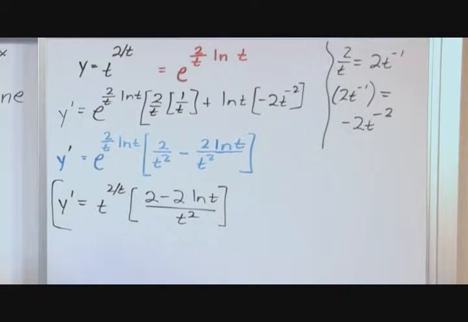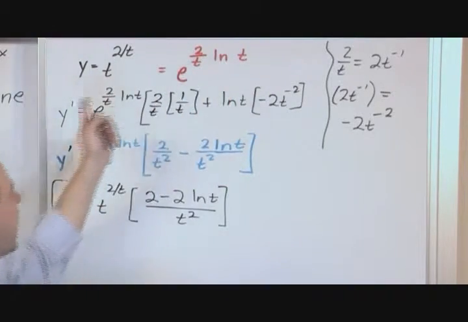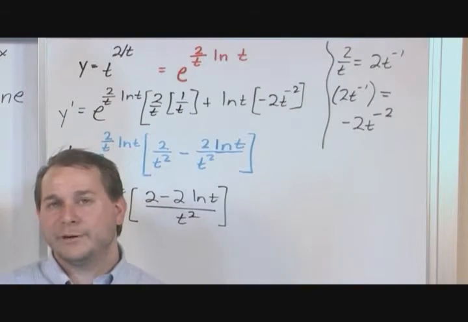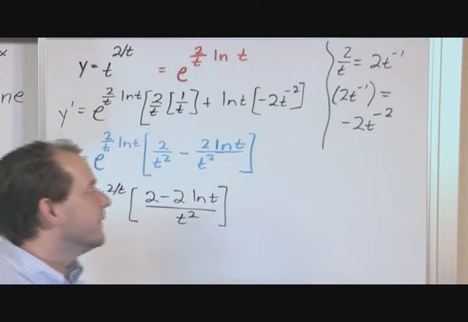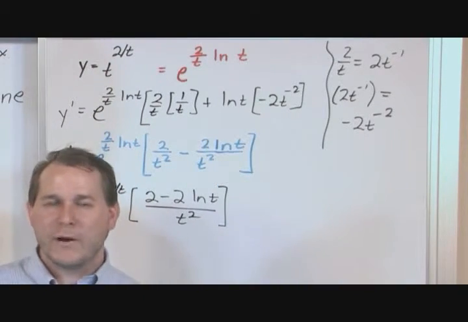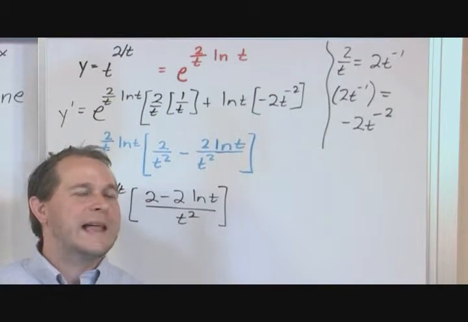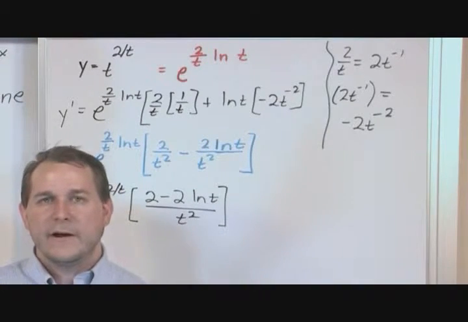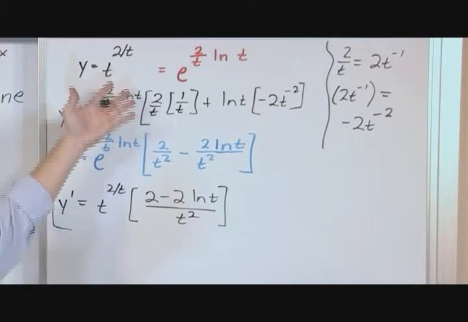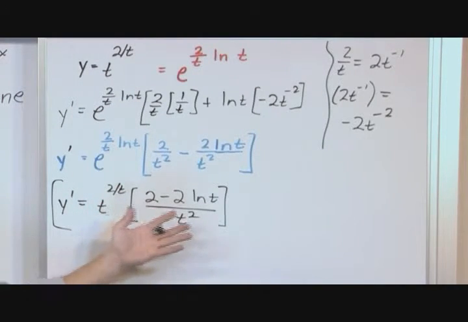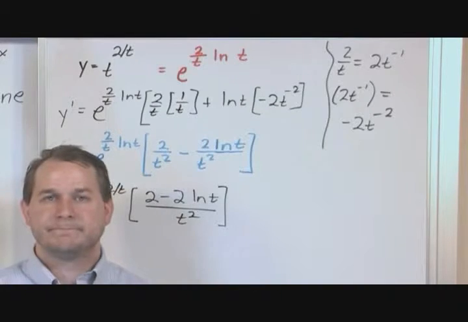So I have t to the 2 over t power times 2 minus 2 natural log of t over t squared. So it looks complicated, but really it's only a few lines. The real trick of it is for you to know how to convert this guy to this form and to be comfortable with the derivative of the exponential function and the derivative of the logarithm function, and to know the product rule along the way, because you have to know all of those things. If you're lacking in any one of those areas, then even though it's only 3 lines of a problem, you'll have absolutely no idea where to begin.